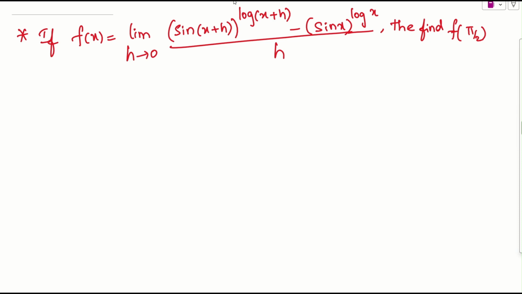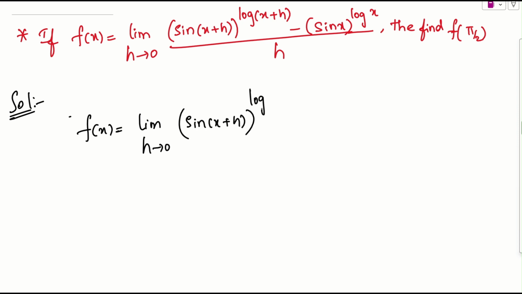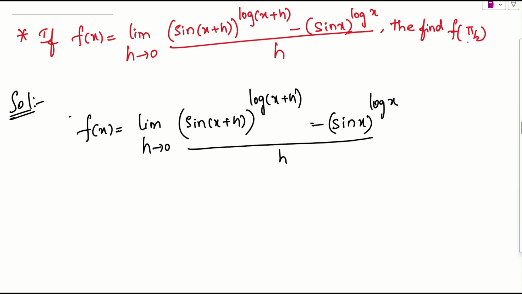Let us see what the question given here was. If f of x is given as, let me write it down here. They are saying that f of x is nothing but the limit h tends to 0 of sine of x plus h raised to the power log of x plus h, minus, this is simply sine x raised to the power log x, the whole thing divided by h. If this is your f of x, they are asking us to find f of pi by 2.